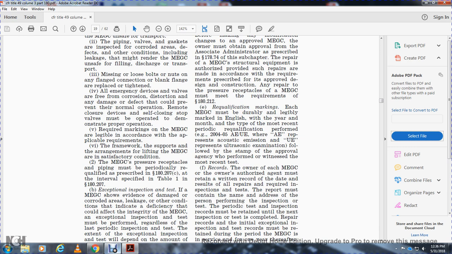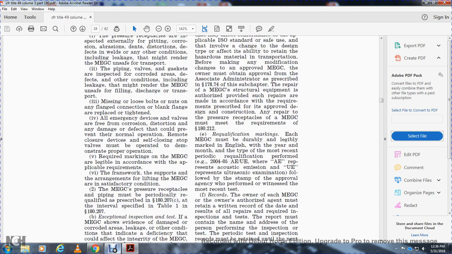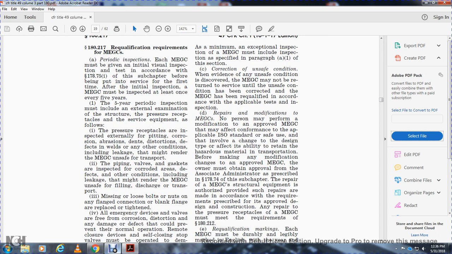Part B. Exceptional inspection and test of the MEGC is required when there is evidence of damaged areas, leaks, or other conditions indicating a deficiency that could affect the integrity of the MEGC. Exceptional inspection and test must be performed regardless of the latest periodic inspection and test. The extent of the exceptional inspection and testing depends on the amount of damage or deterioration of the MEGC. At a minimum, exceptional inspection for the MEGC includes the inspection specified in paragraph A1 of this section. C. Correction of unsafe conditions.